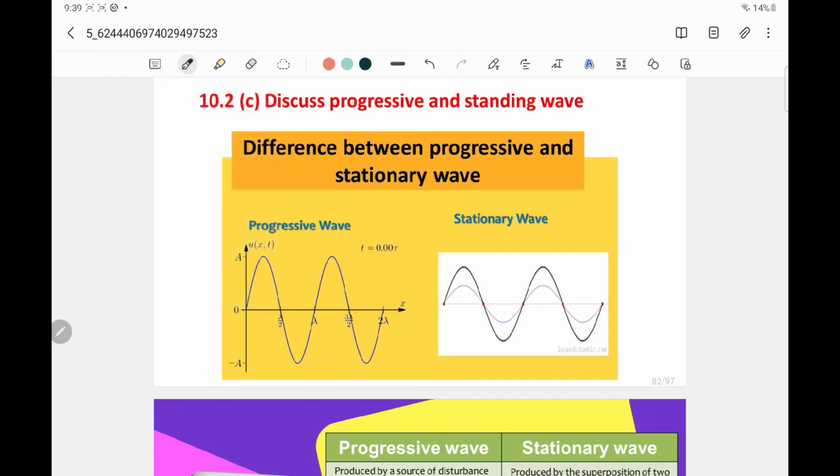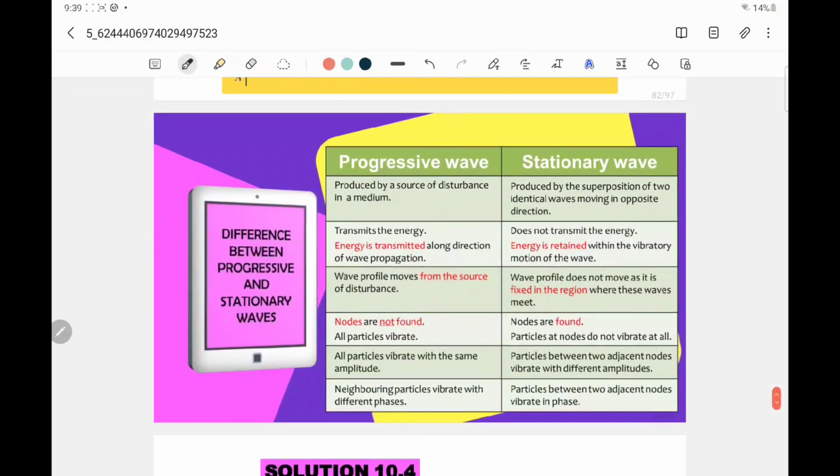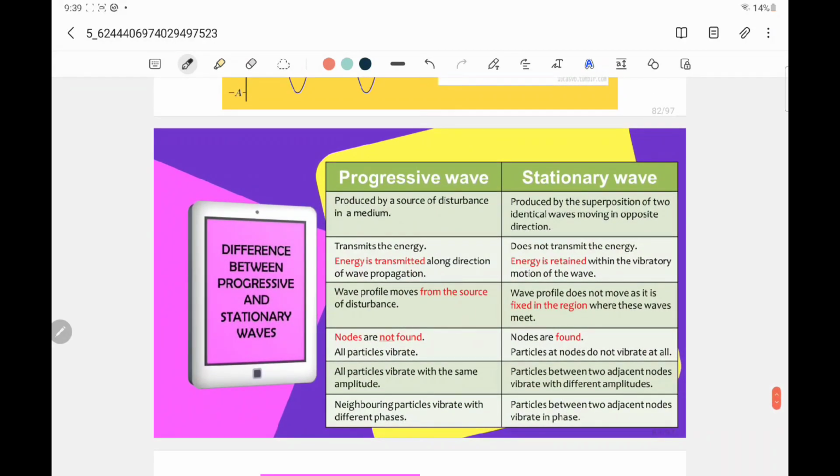Okay, let's move to 10.2c. You have to discuss progressive and stationary wave. So these are the differences between progressive and stationary wave. The first one is the progressive wave is produced by a source of disturbance in a medium, but the stationary wave is produced by the superposition of two identical waves moving in opposite directions. Remember that the progressive wave transmits energy, while the stationary wave does not transmit energy.